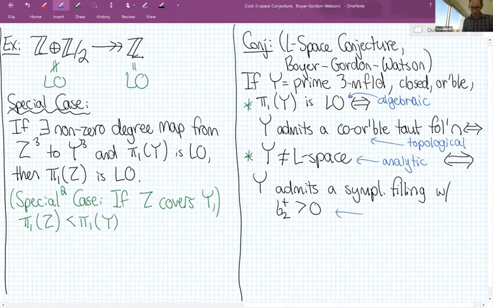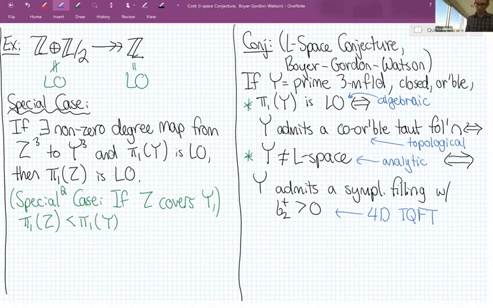And then this symplectic filling with b_2^+ greater than 0 is some sort of 4D TQFT information. It's something about the kinds of four-manifolds that your three-manifold bounds. And this L-space conjecture, this new made-up version that I'm giving you here, is just telling you that all these things should be related. Okay.